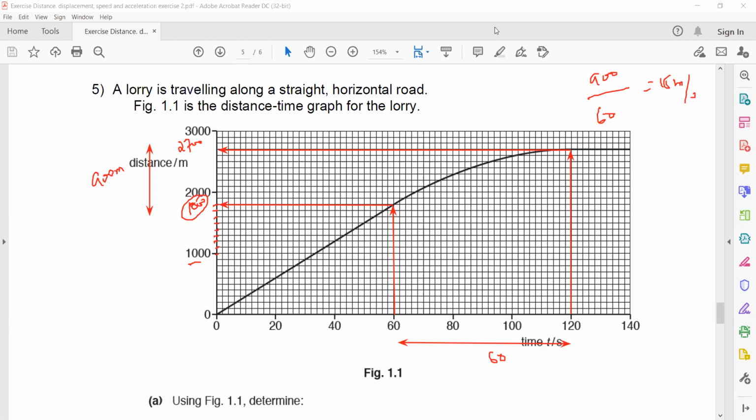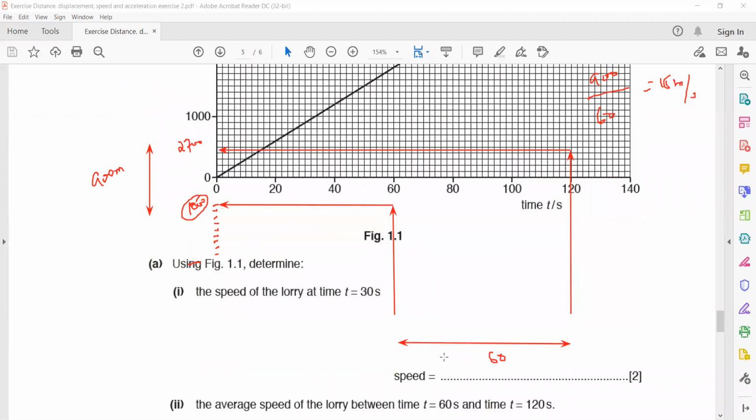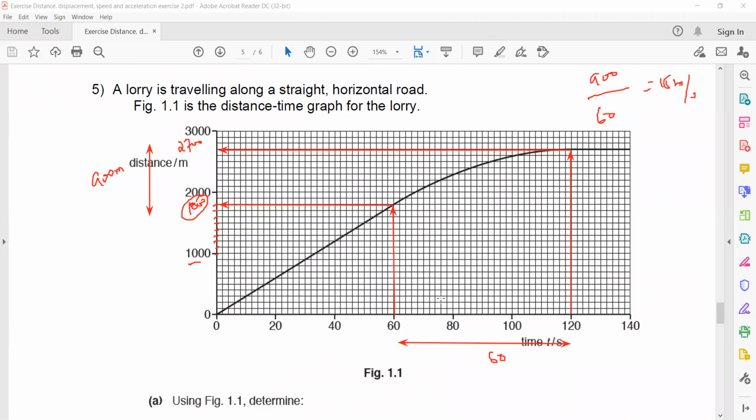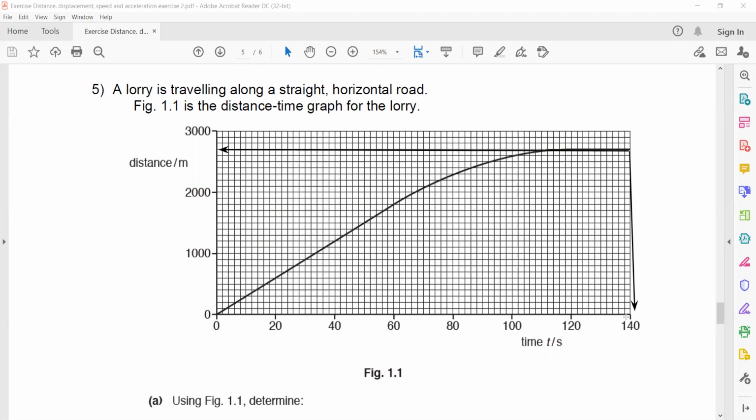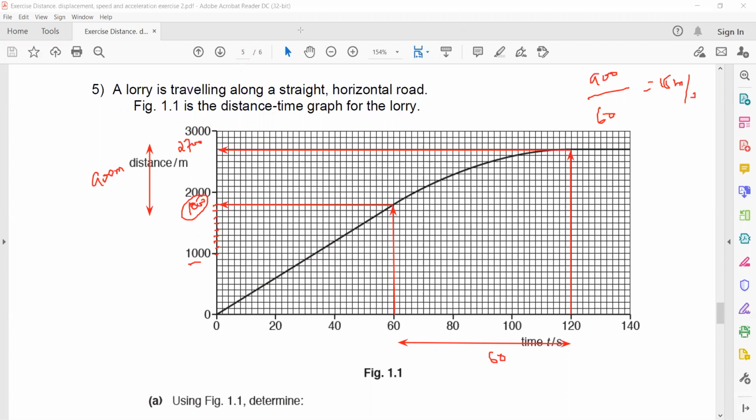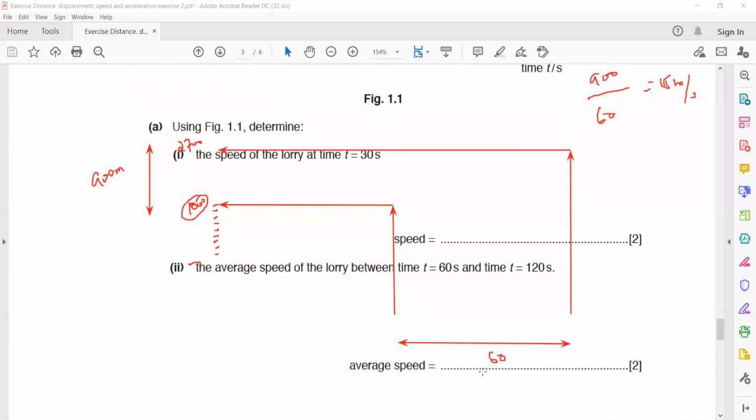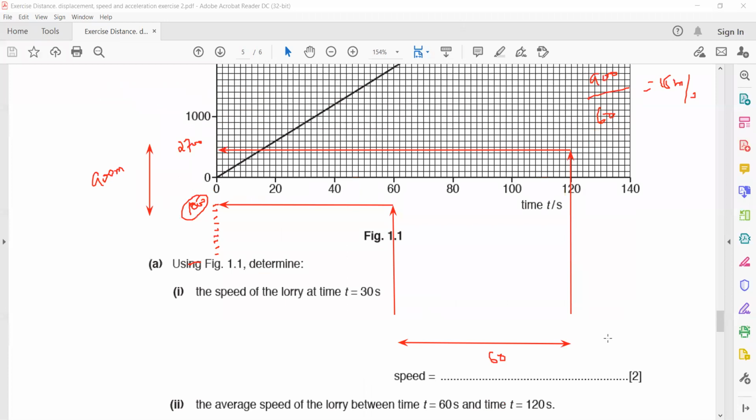As they asked for average speed from 60 to 120 seconds, they did not ask the average speed for the total journey. If they ask for the average speed of the total journey, then I will take the final distance directly, which is 2700, and the final time, and total distance divided by total time, I'll get the average speed. But I will not use this method here, as they ask the average speed from 60 seconds to 120 seconds.